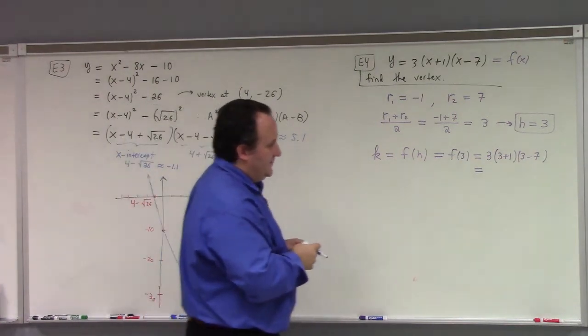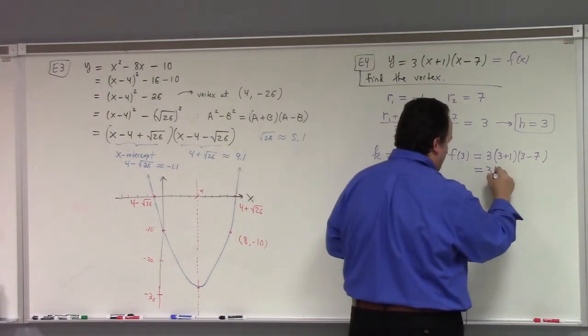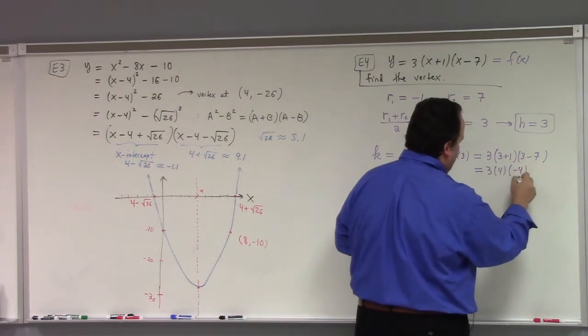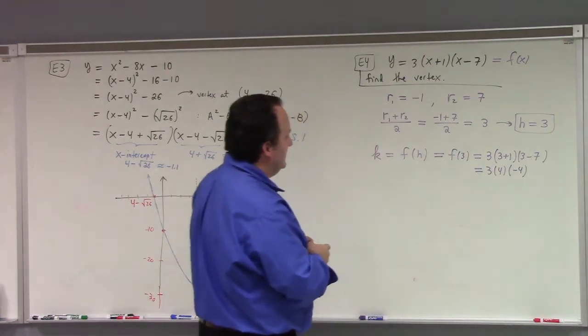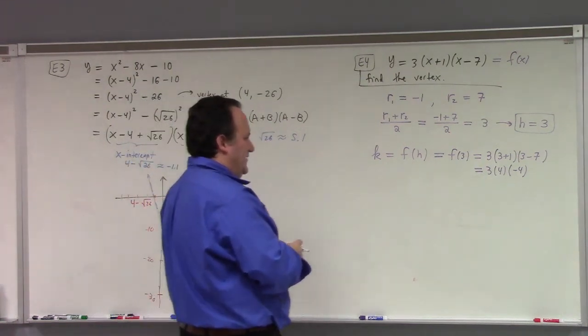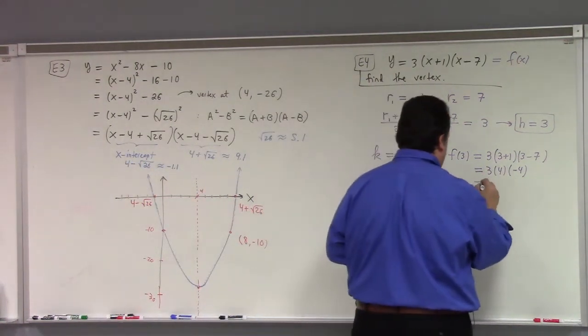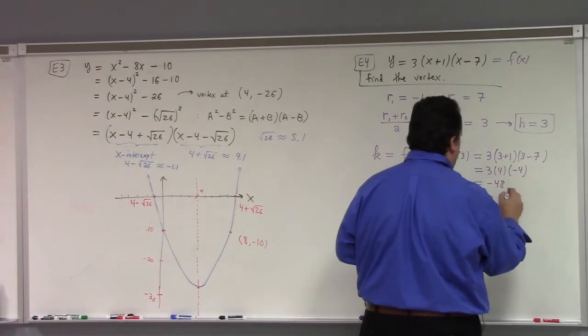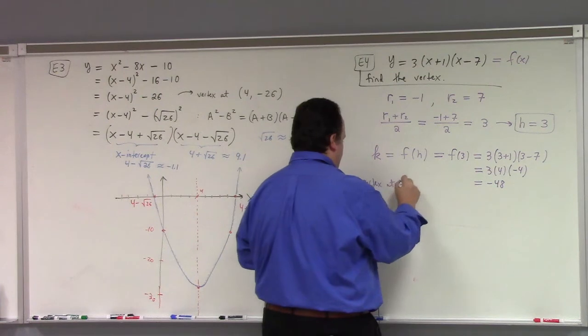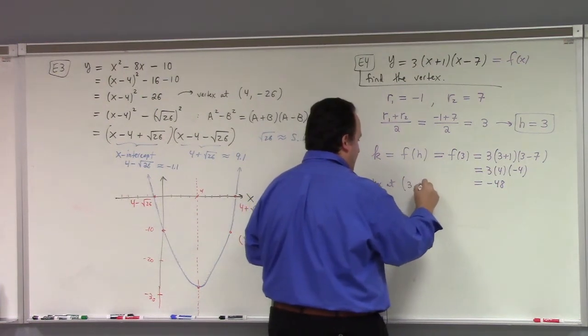3 times 4 times -4? Yowzers. That is -48? Wow. Okay, so the vertex is where? (3, -48).